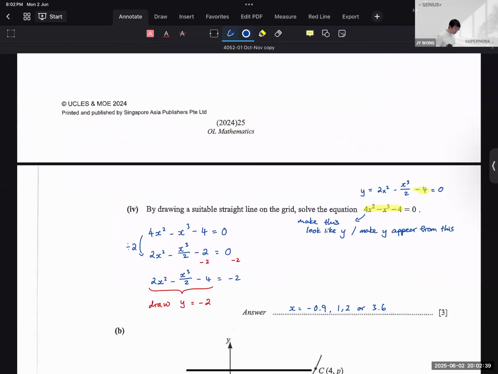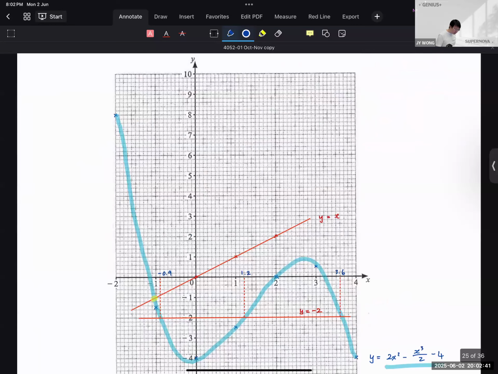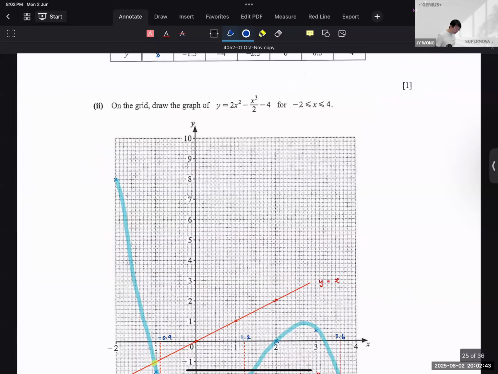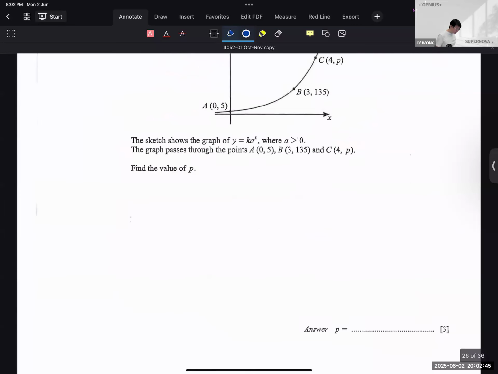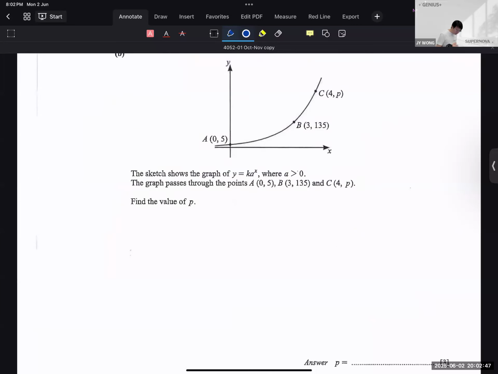So you see this entire graph question so far, how many marks already? This is 5 marks. This is 3 marks, 8 marks already. Then here another 3 marks, total 11 marks. Okay? Part B.